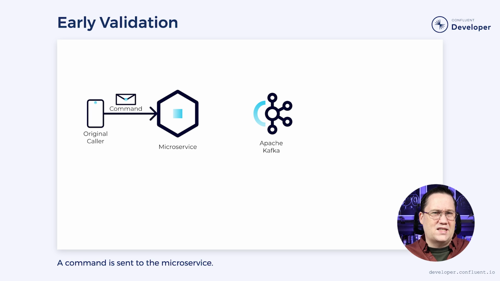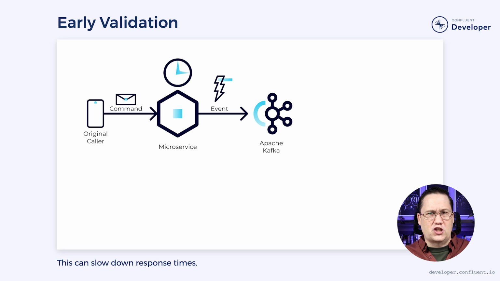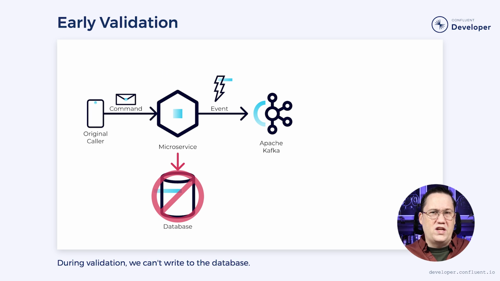We can try to address this by moving the validation logic. If we perform validation on the command before emitting the event, then we can catch errors while the caller is still connected. We can then ensure that the event being emitted is valid. This will slow things down, but it may be an acceptable trade-off. We do need to be careful, however, that we do all of this validation without requiring database writes. Otherwise, we reintroduce the dual write problem.